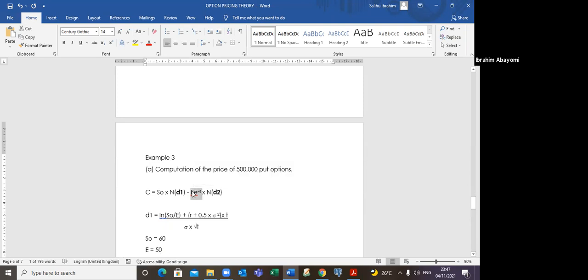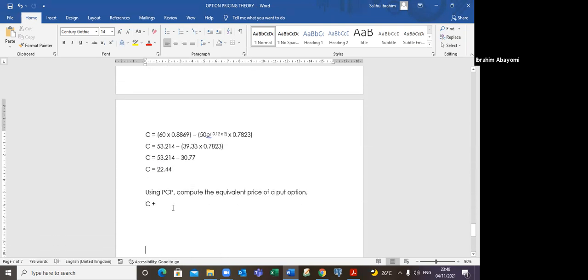Plus this, C plus this is equal to P plus S. That's my put call parity formula. So I have gotten my call option price, which is 22.44. I'll now say plus present value of exercise price is 39.33, which is equal to put option price plus price of the underlying asset, 60.